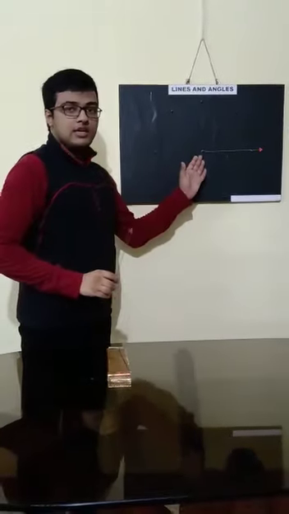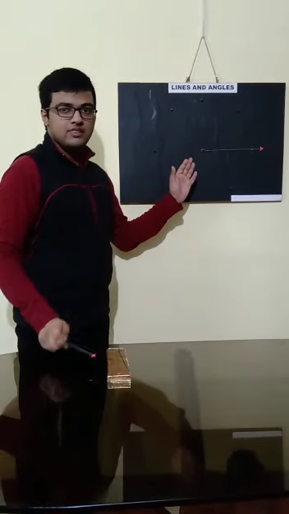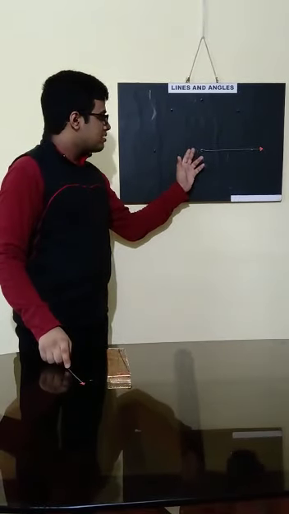Now, this is a ray. A ray is a portion of a line having a fixed starting point but no end point.